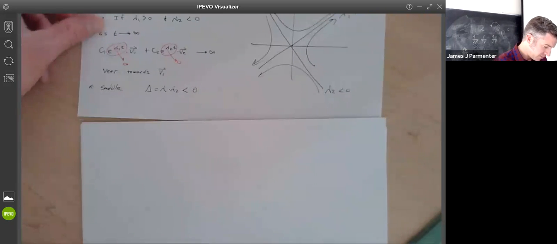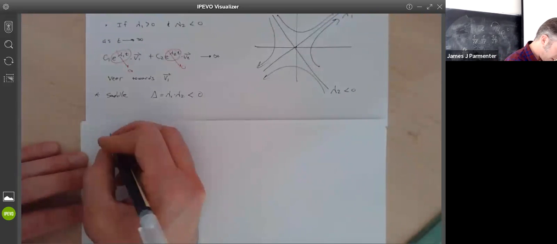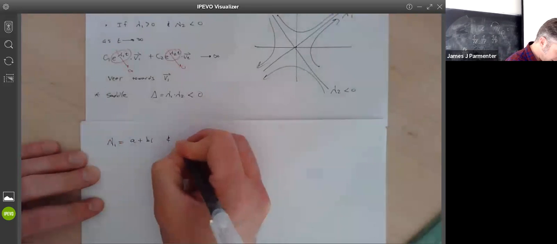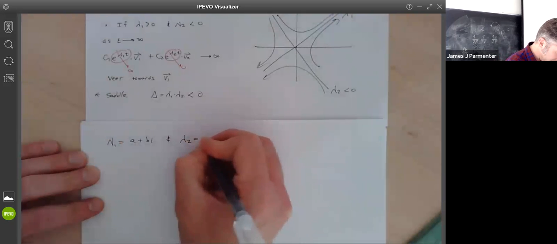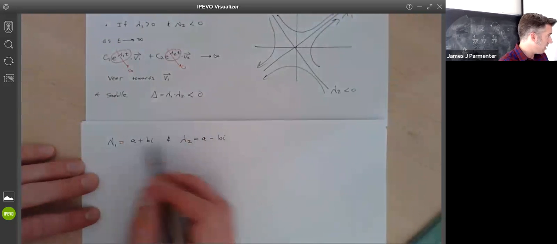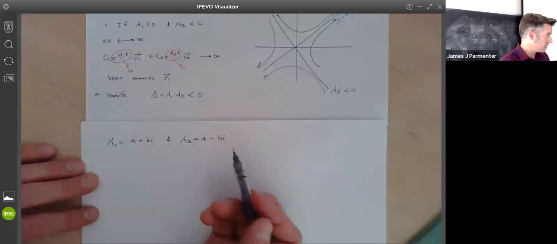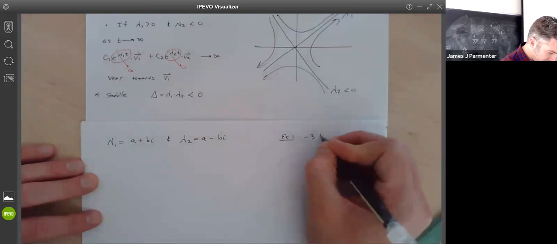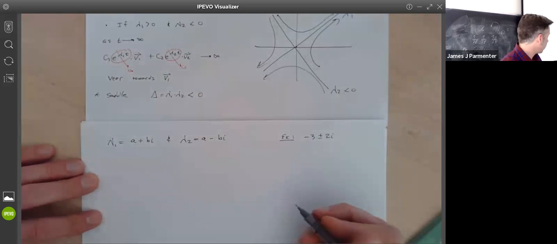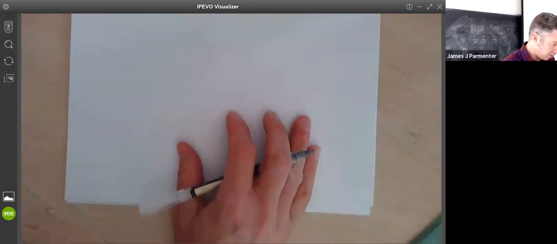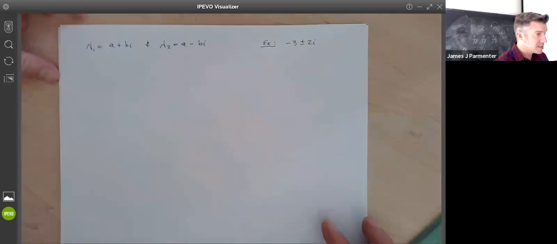So let's say we have lambda1 equal to a plus bi. And the nice thing about imaginary eigenvalues is they do always come in complex conjugate pairs, meaning the real part is always the same for both of them, and the imaginary parts are opposite signs. So an example would be something like -3 plus or minus 2i. Those could be your eigenvalues. So we're going to have a similar condition.